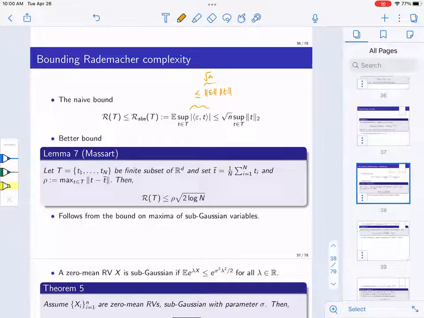So that's the main result that we want to use. Now again, just to remind you, this is the expectation over epsilon of the sup over t in T of epsilon transpose t. Okay, that's the idea. So how do we prove something like this? Let me give you a hint.